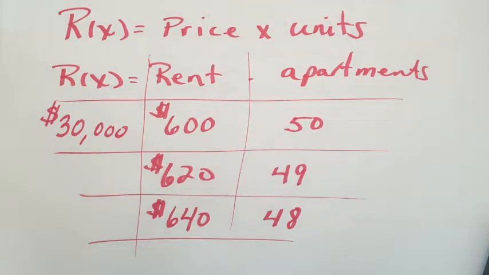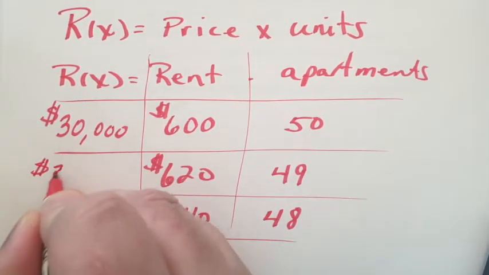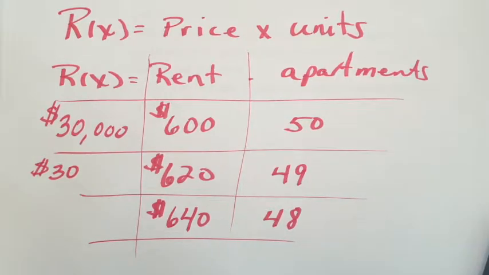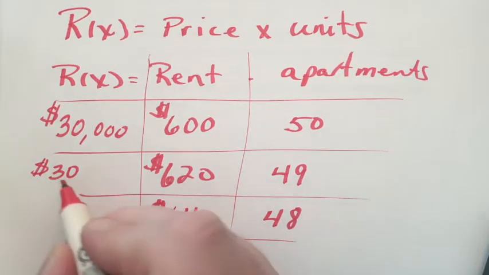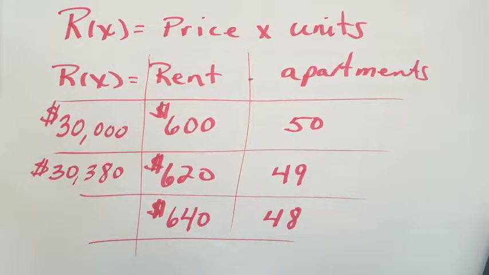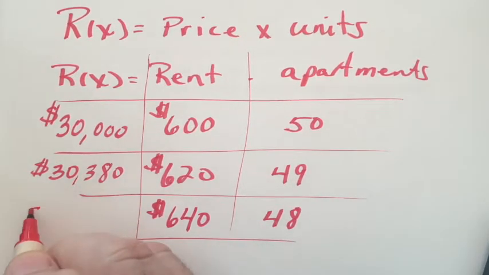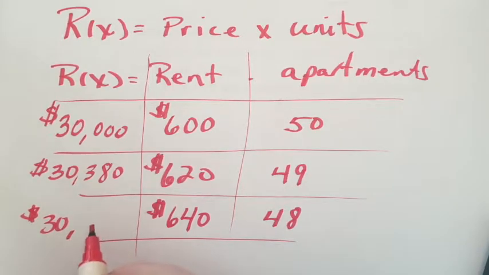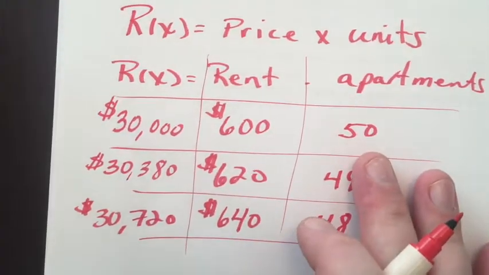In the next case, we have 620 times 49, which is $30,380 in revenue. And next we could say 640 times, we have 48 apartments, which is $30,720. So I'm going to make some observations here and then we'll go look at part B.